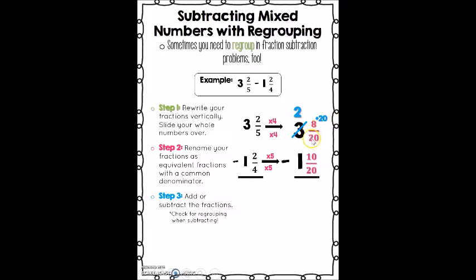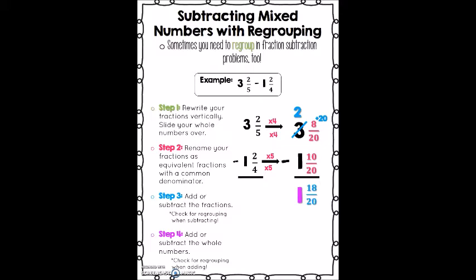Now I can look at this fraction as 28/20, the 8 that I had to start, and the 20 more pieces from that whole number that I borrowed from the ones place. 28 minus 10 is 18/20. And finally, I can move on to my last step, which is to subtract the whole numbers. 2 minus 1 is 1, so that means my final difference is 1 18/20.